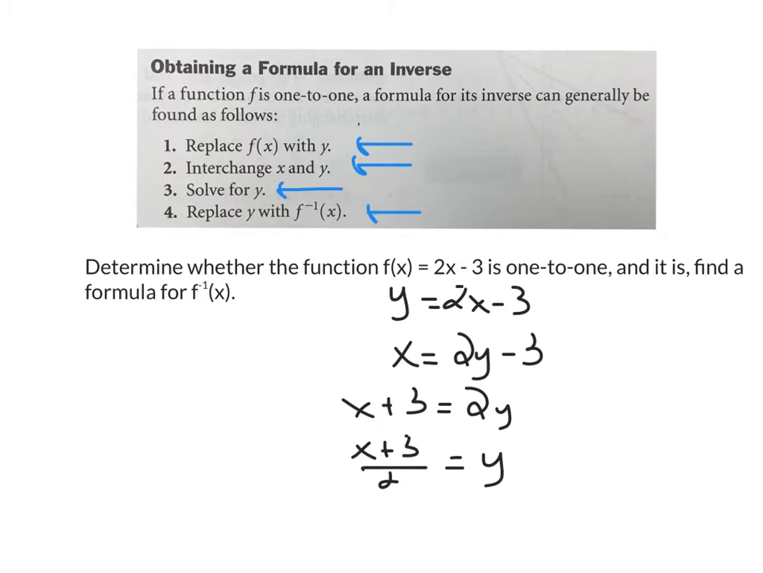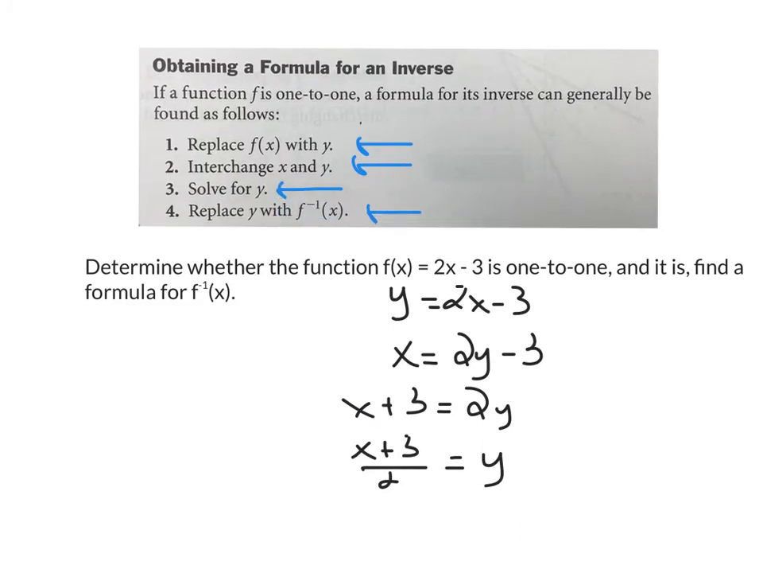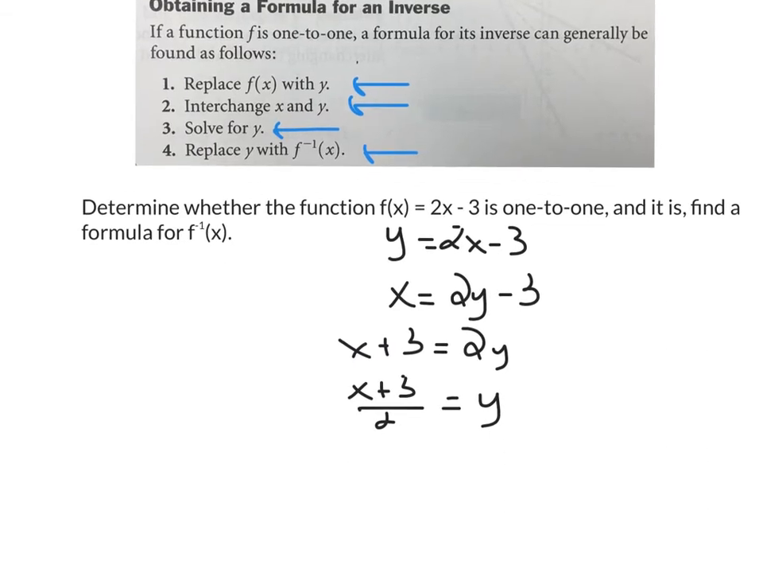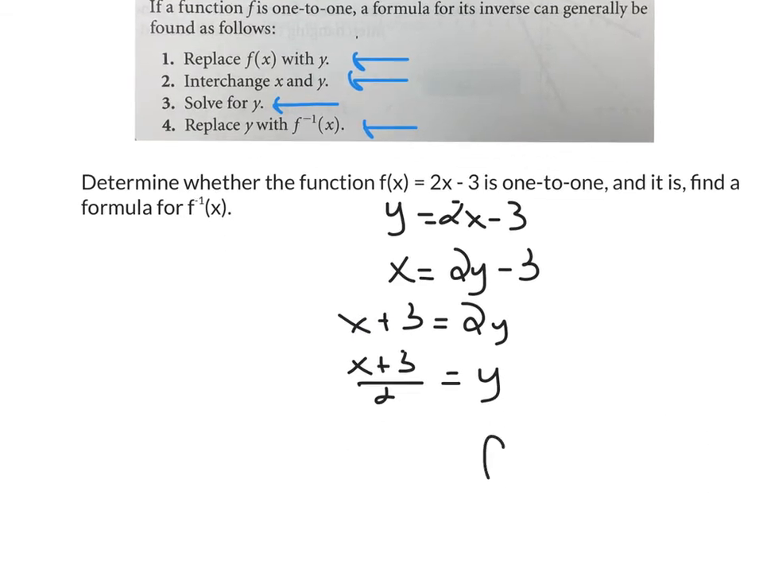And the last step, it says replace the y with f^-1 of x, which means the inverse of f. So the inverse of what we started with is (x plus 3) over 2.